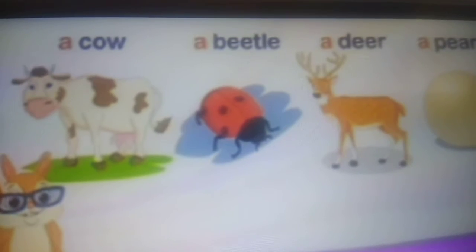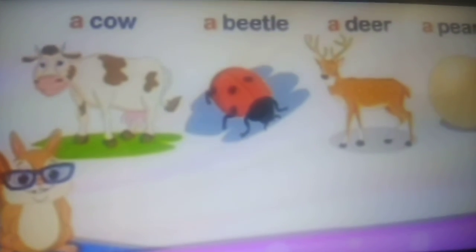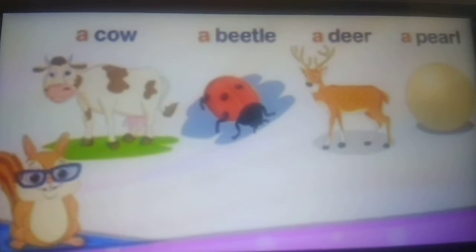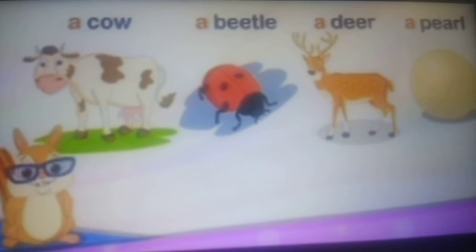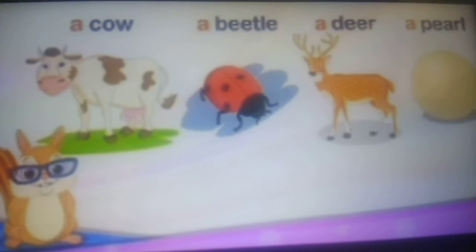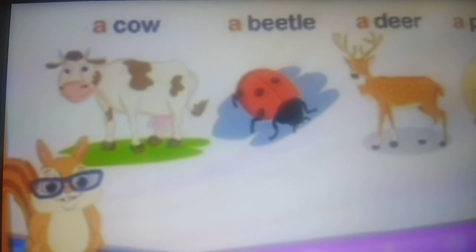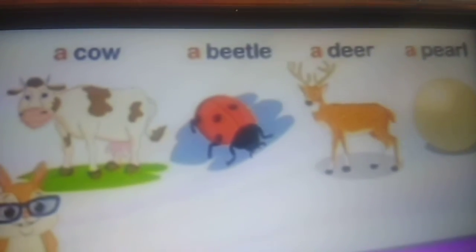Here, cow. In the word cow, what is the first alphabet? C. C is a consonant. That's why we say a cow.